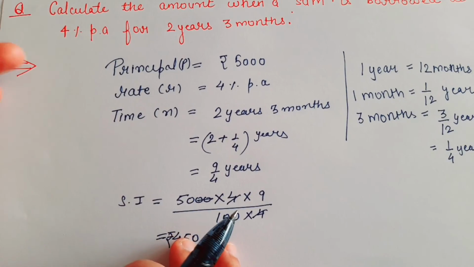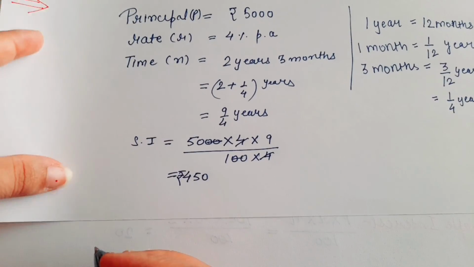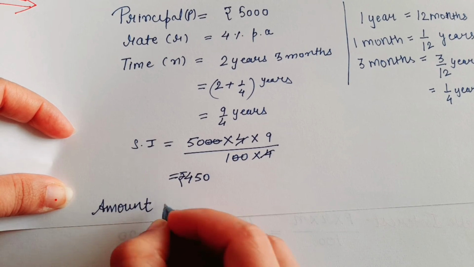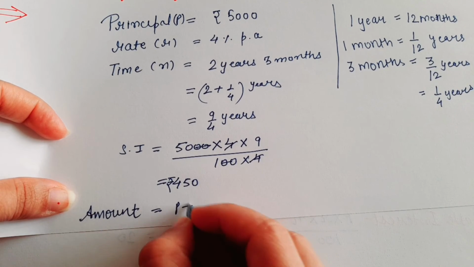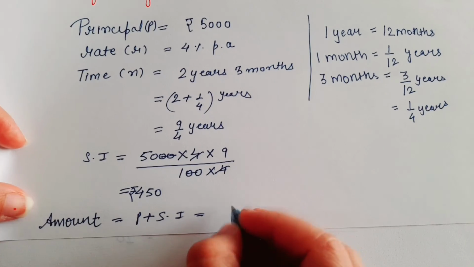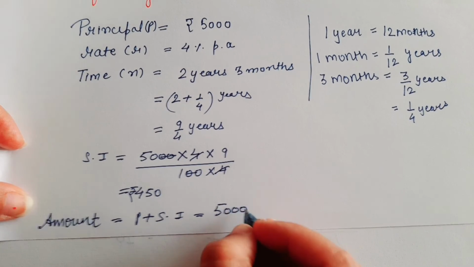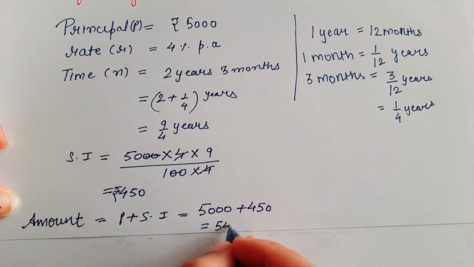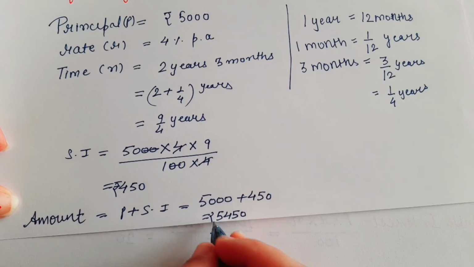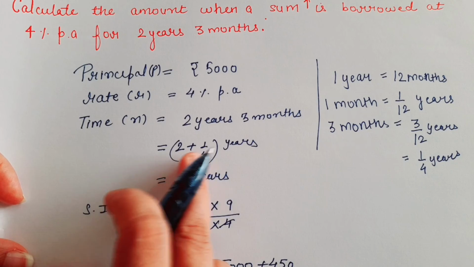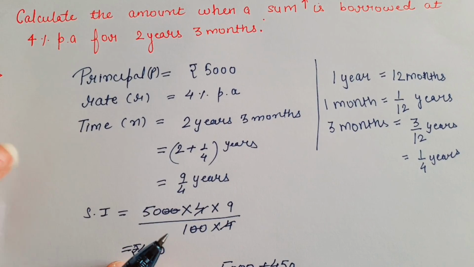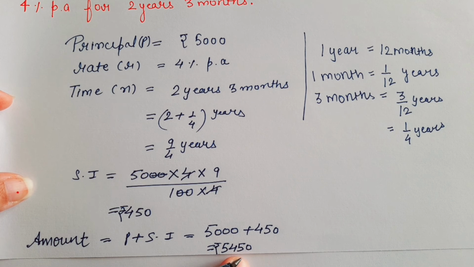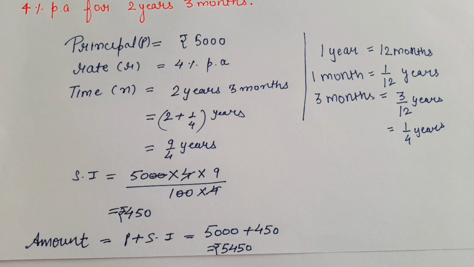This is the simple interest, and we need to calculate the amount. If they are asking for the amount, we will calculate the amount. Amount is principal plus simple interest. That means 5,000 plus 450, which is 5450 rupees. So after 2 years 3 months, the amount will be 5450 rupees.